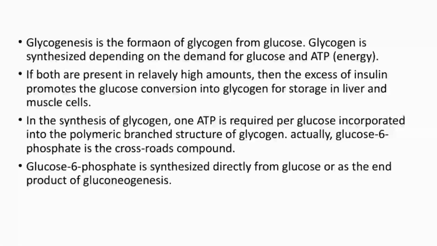Now, when it comes to building glycogen, each glucose molecule that gets incorporated into the glycogen chain requires one ATP molecule. This energy investment supports the formation of the complex, branched structure of glycogen. An interesting point here is that glucose 6-phosphate acts as a kind of crossroads compound. It's a key intermediate in this process. It can be synthesized directly from glucose or produced at the end of gluconeogenesis, which is our body's way of creating glucose from non-carbohydrate sources.